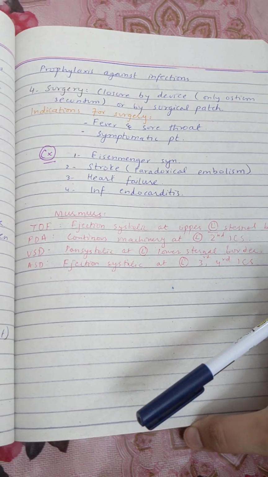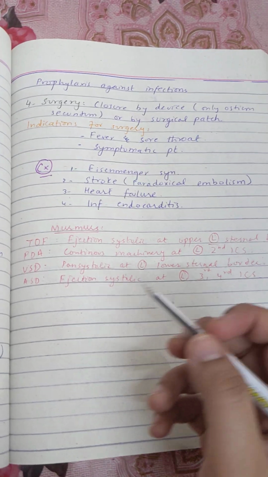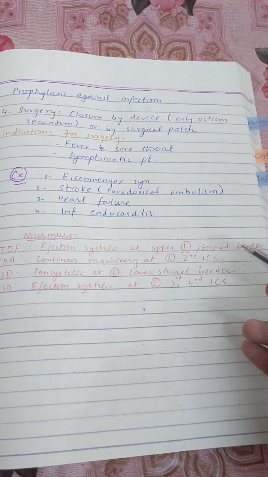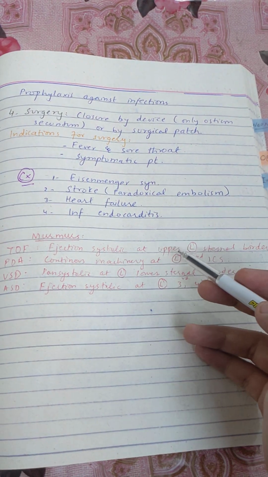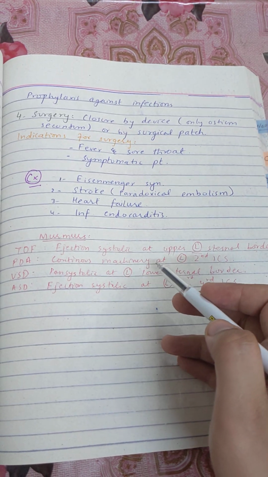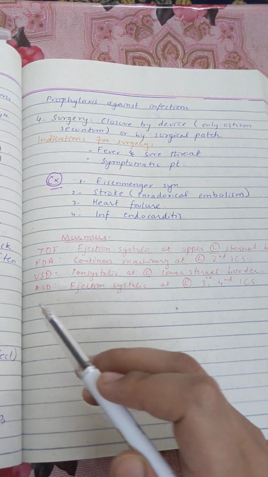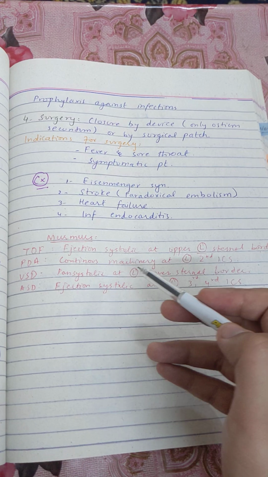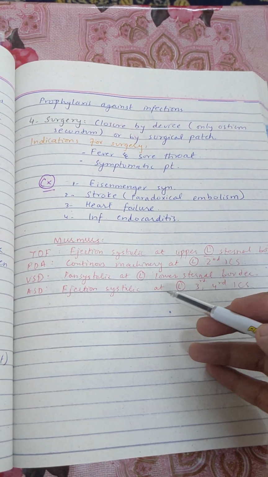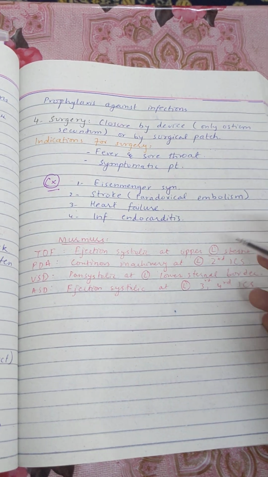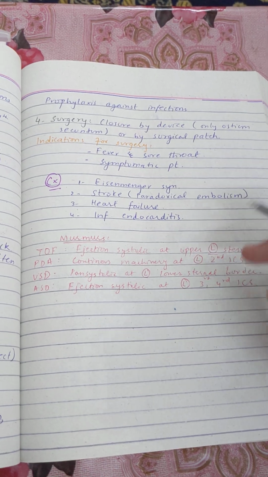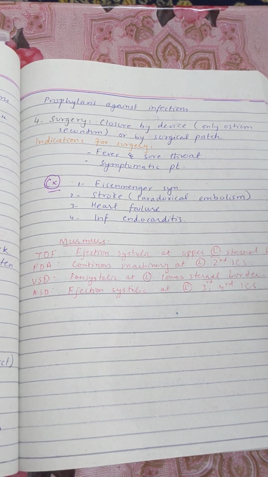Now, what are the different murmurs for different congenital heart diseases? The murmur of TOF will be an ejection systolic murmur at the upper left sternal border. The murmur of PDA will be a continuous machinery murmur at the left second intercostal space. The murmur of VSD will be a pansystolic murmur at the left lower sternal border. And the murmur of ASD will be an ejection systolic murmur at the left third and fourth intercostal space. You can write these murmurs down for memorizing them, because you often get confused between some of them.